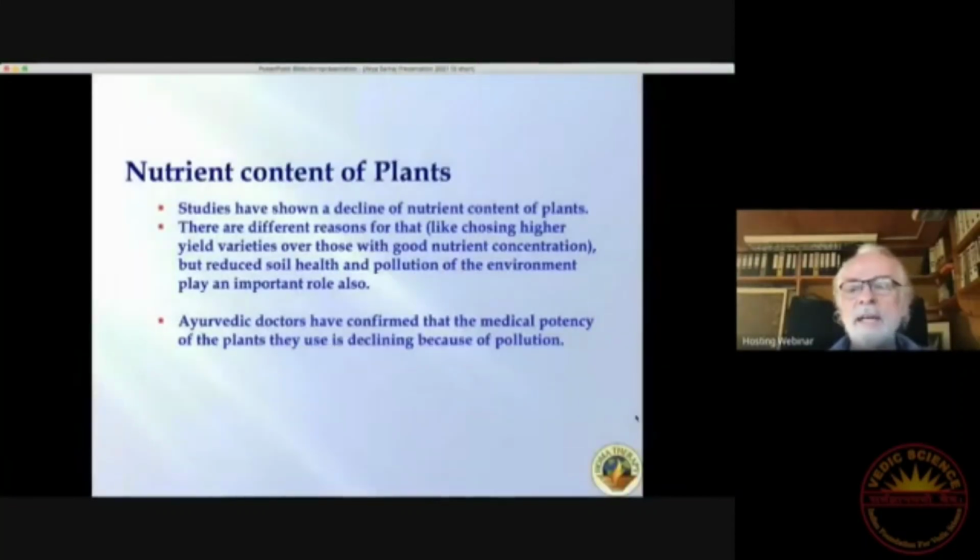Now about the nutrient content of plants, that is very important, because due to our pollution, there is a lack of nutrients in our food. So people, even if they have enough to eat, often they have deficiencies and then develop diseases because of this deficiency of nutrient contents. And also Ayurvedic doctors have told us that because of the pollution, the medical potency of plants is declining. So with Agnihotra, we can bring that back.